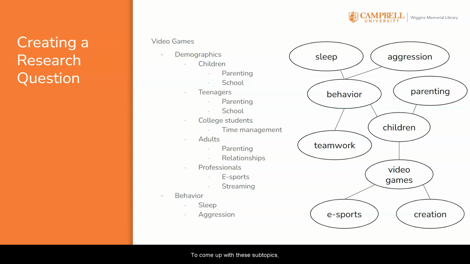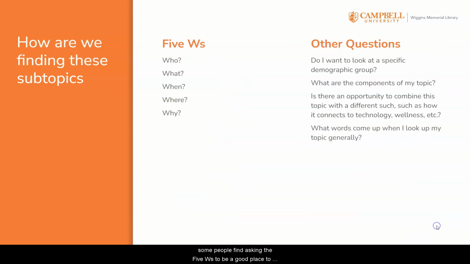To come up with these subtopics, some people find asking the 5 W's to be a good place to start when narrowing. By asking who, what, when, where, and why, you may be able to think of key players, associated topics, and more. Or you could also ask yourself the following questions. Do I want to look at a specific demographic group? What are the components of my topic? Is there an opportunity to combine this topic with a different field, like maybe how it connects to technology or wellness? What words come up when I look up my topic generally?